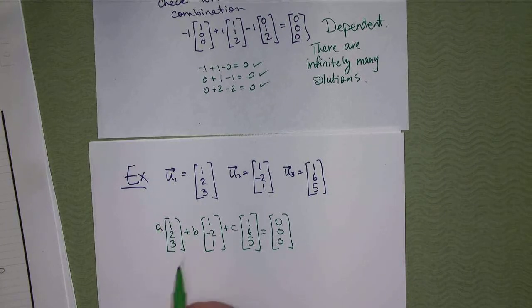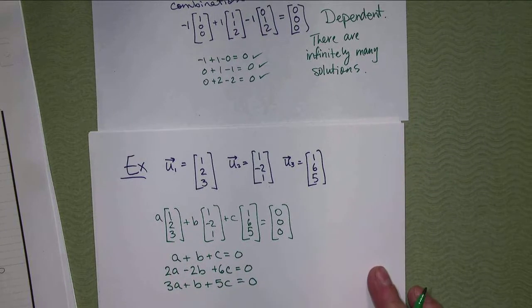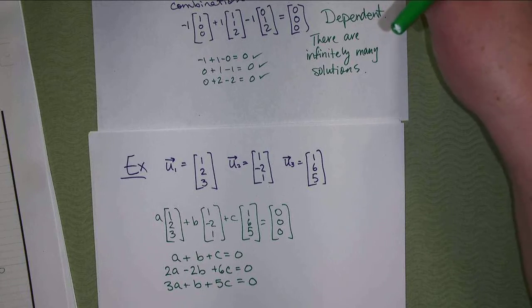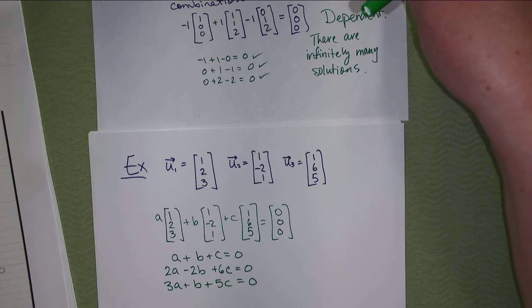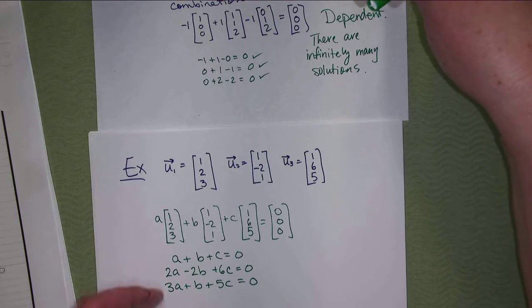So A plus 1B plus C equals 0. 2A minus 2B plus 6C equals 0. And 3A plus B plus 5C equals 0. Now, this is not as obvious. Is one of those equations the same as another equation in here?